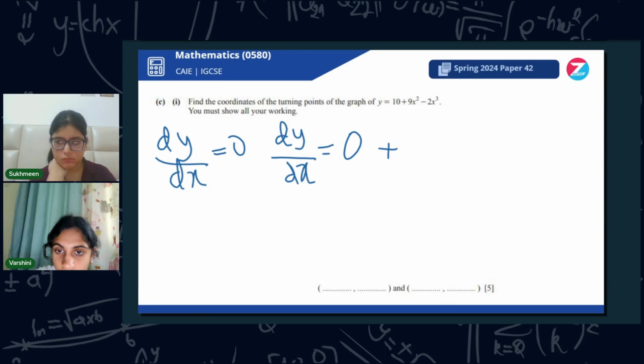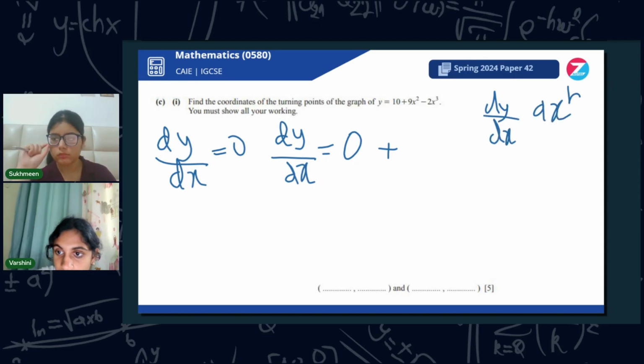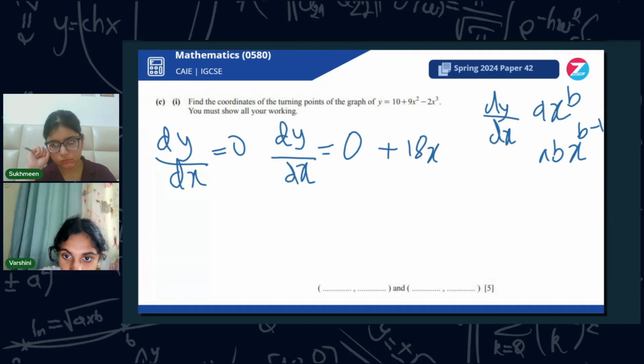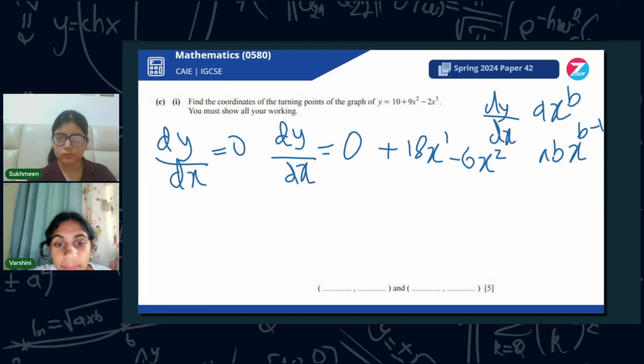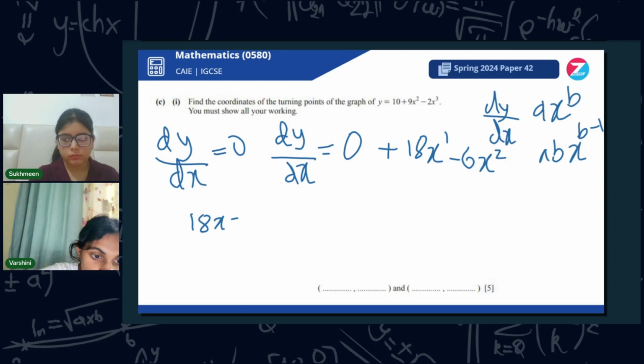To find dy by dx of a times x to the power b, it's just going to be ab x to the power b minus 1. So now let's apply that to these terms. 9 into 2 is going to be 18 x to the power 2 minus 1, which is just 1. Minus 2 into 3 is going to be minus 6 x to the power 3 minus 1, which is just 2. So now we have dy by dx. We need to find when this is equal to 0. Let's rewrite that over here: 18x minus 6x squared equals 0.